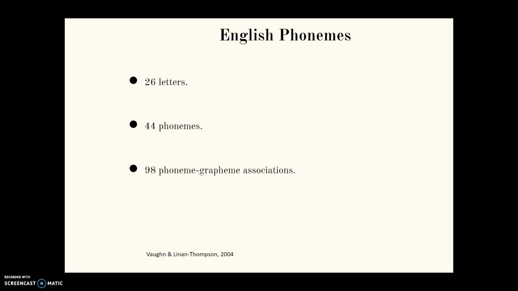And so next we're going to talk about just giving you a basic understanding of how many phonemes you will be teaching your students. So you have 26 letters, but you have 44 phonemes. And there are 98 frequently reoccurring phoneme grapheme associations, or 44 sounds that are written. And some sounds have more than one spelling.